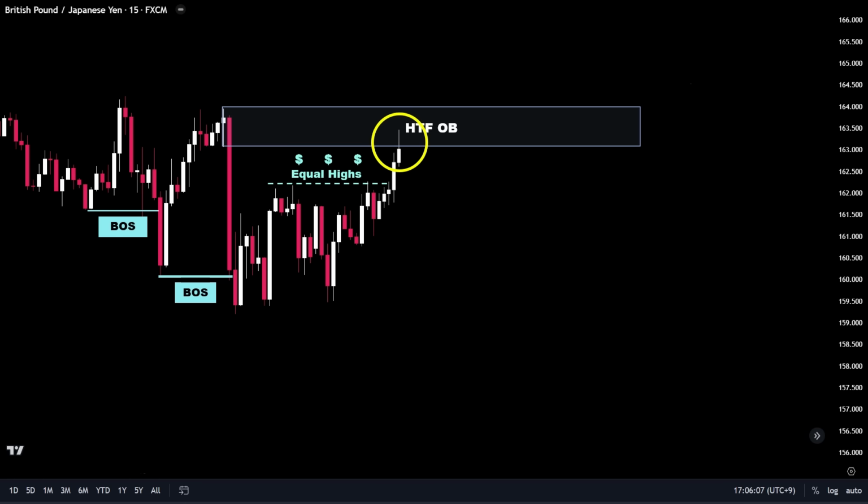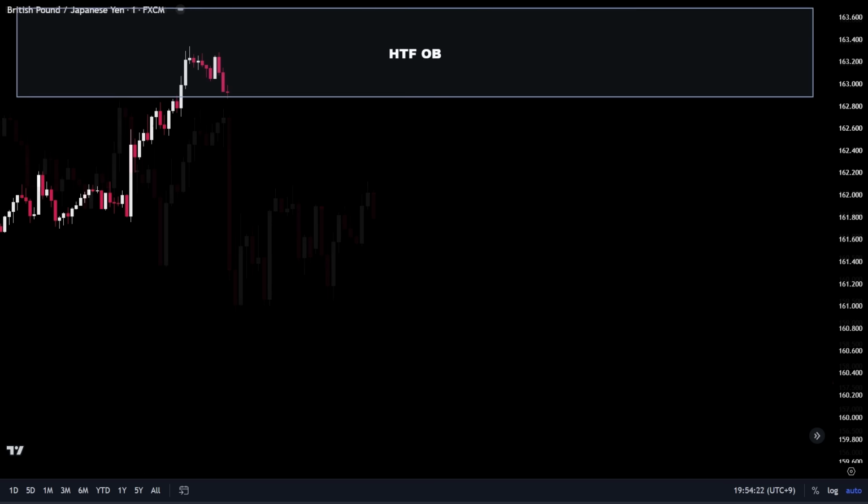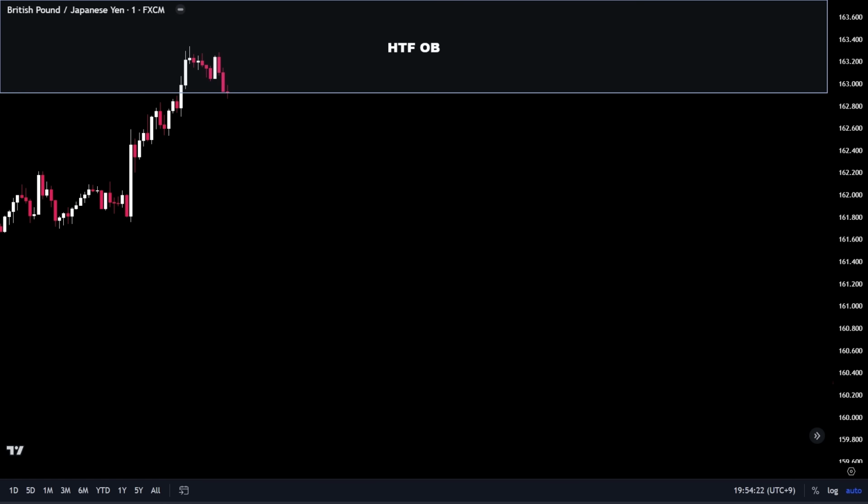In the next step, we will zoom into the 1-minute time frame to obtain a clearer view of the price action and search for any signs of a change in character. Here, we have the 1-minute time frame chart. As you can see, price created a major change of character by breaking this structure to the downside and also left an incredible inefficiency behind.